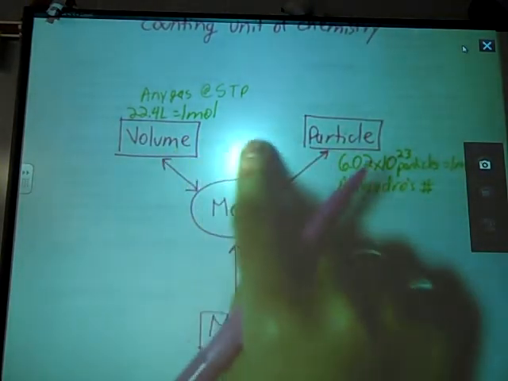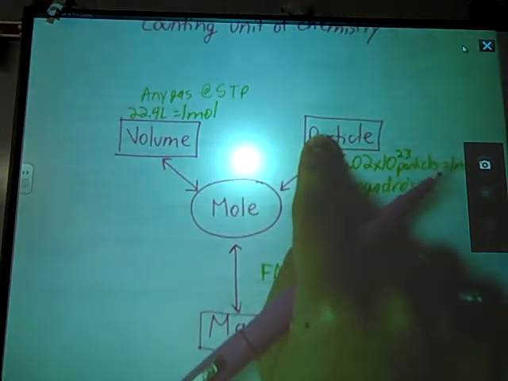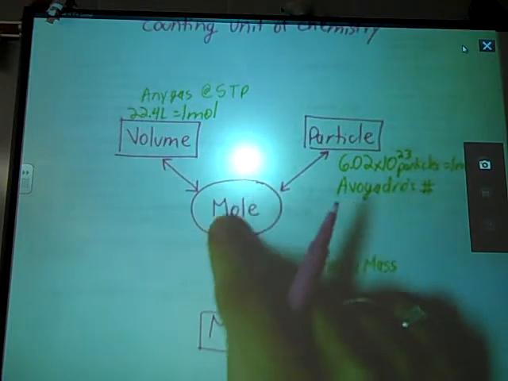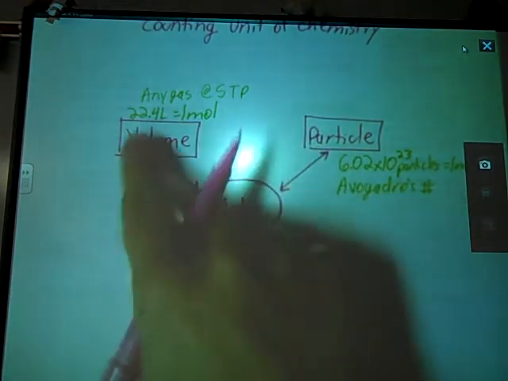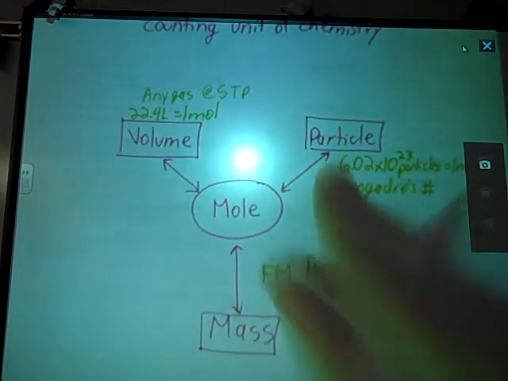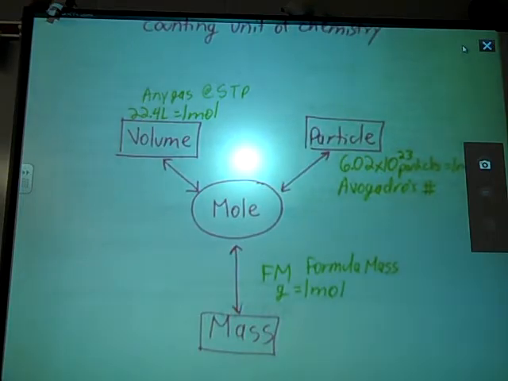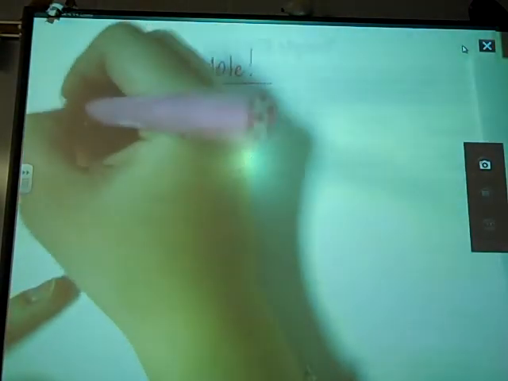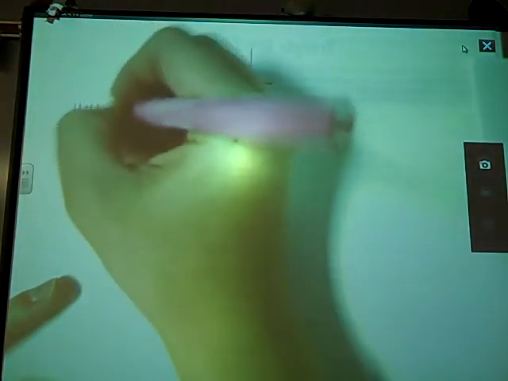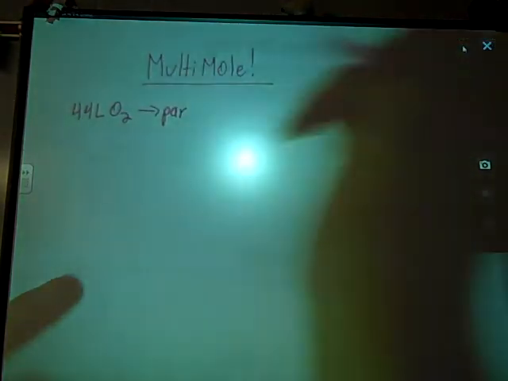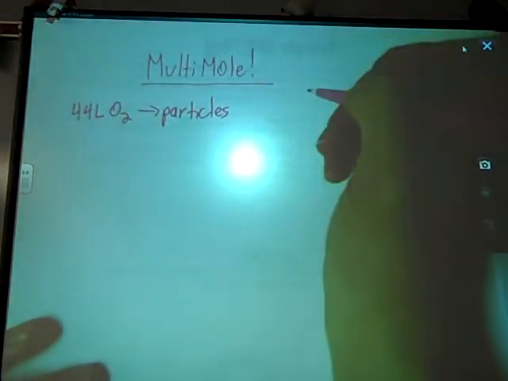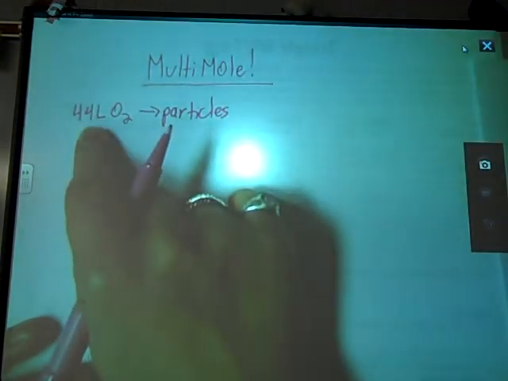There is no direct path between these two. I have to convert from volume to moles, then on to particles. 2 steps, 2 conversion factors that I will need. So for example, if we wanted to convert, we'll say 44 liters of oxygen gas, and I want to know how many molecules of oxygen there are in this sample.